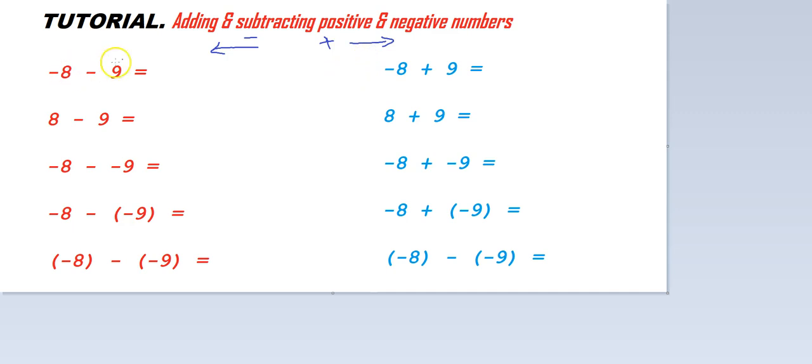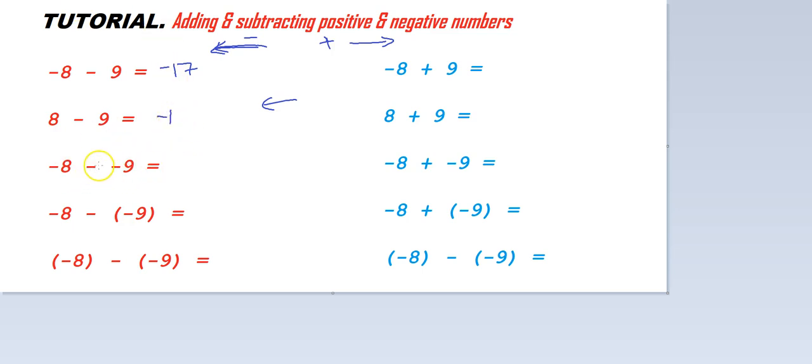That's number one. So we start at -8, and we're going to -9. So we're going to continue going down the number line. So we'll end up on -17. For this one here, we're going to start up at 8, and we're going to minus. So we're going this way, right? So we're going to end up on -1.